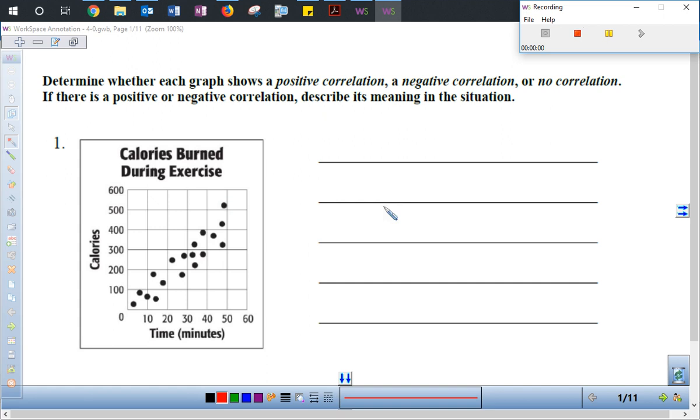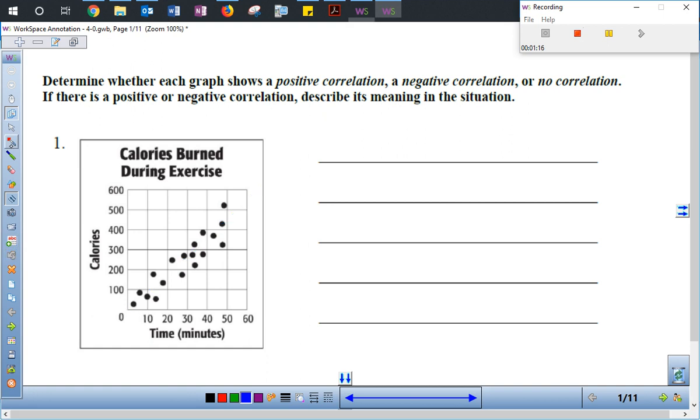So on number 1 here, we're looking at calories burned during exercise, and we're comparing time in minutes to the number of calories burned. So they want to know, does this have a correlation? If you look at these points here, they're all kind of moving in the same general direction. Now they're not in a single file line. I couldn't draw a straight line through all of them, but I could draw a line that would identify the general path of these points.